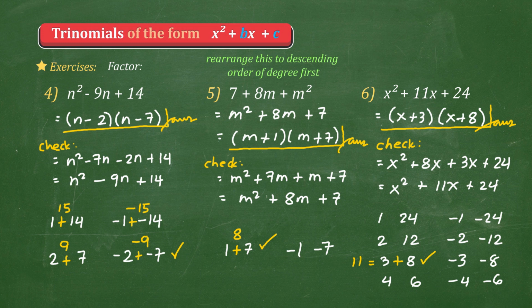Number 5 is different from what we have solved so far. Its terms need rearranging, descending order first, before we can use our technique. In item number 6, there are a lot of possible factor pairs. Notice that we didn't write the sum of every pair anymore. We can do that mentally instead and choose which adds up to 11.